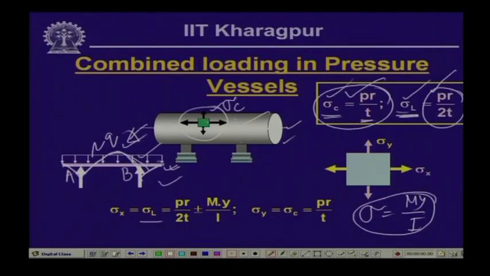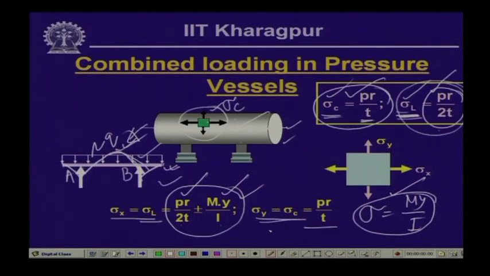Now, the normal stress due to bending will get added or subtracted from the longitudinal or normal stress we get from the pressure vessel, and they are shown over here. P r by 2 T is the contribution from the pressure vessel and M y by I is the contribution from the bending. So, these will give us the resulting normal stress in the x direction, and this will give the normal stress in the y direction.